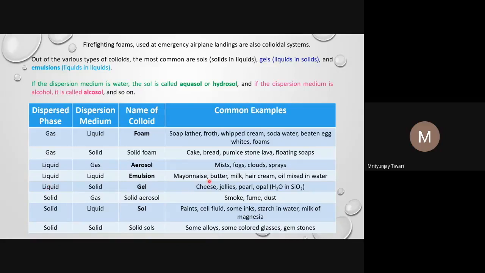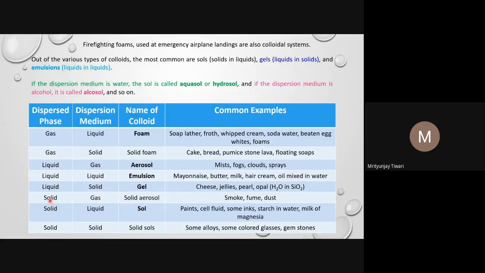Other examples are jellies, pearl, opal. Opal is what? Water in silica. So water is the dispersed phase, which is a liquid, and the silica, SiO2, is a solid that we know, and solid silica is the dispersion medium. So opal is also an example of a gel, meaning a colloidal system having a dispersed phase that is a liquid and a dispersion medium that is a solid.